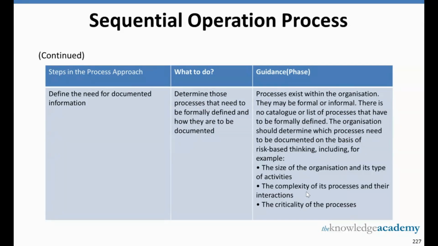Then we define the need for documented information. Here we determine those processes that need to be formally defined and how they are to be documented. Processes exist within the organization. They may be formal or informal. There is no catalog or list of processes that have to be formally defined. The organization should determine which processes need to be documented on the basis of risk-based thinking, including, for example, the size of the organization and its type of activities, the complexity of its processes and their interactions, the criticality of the processes. So these are the things which we keep in our mind.